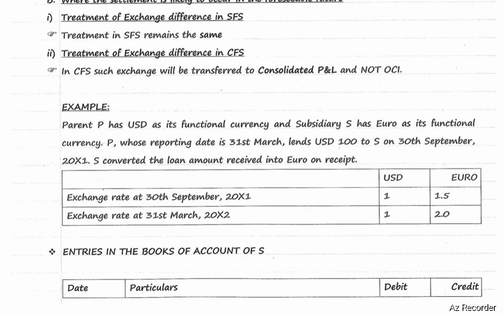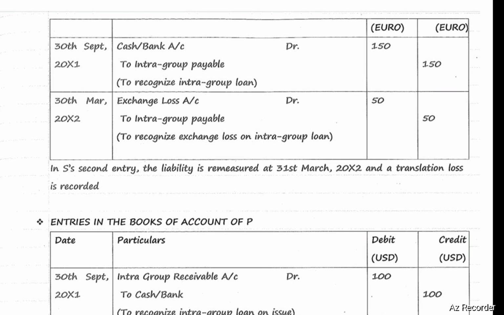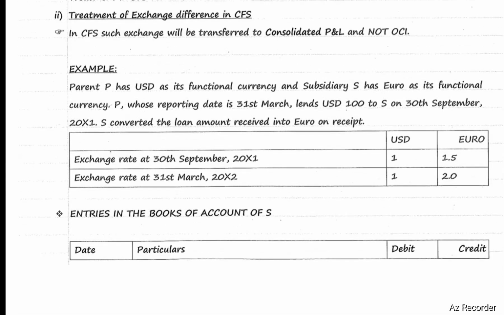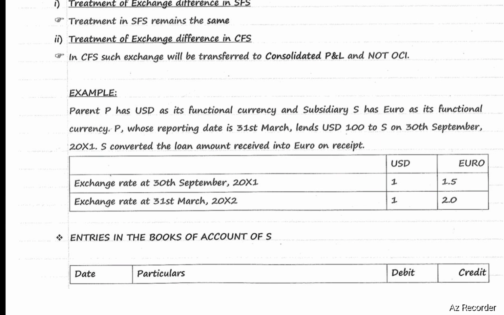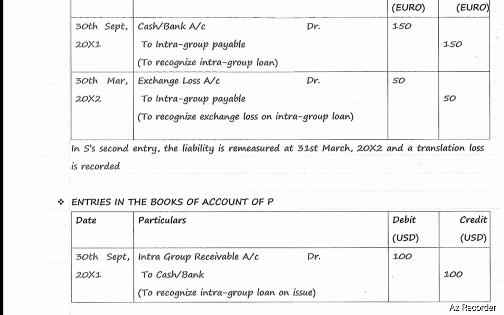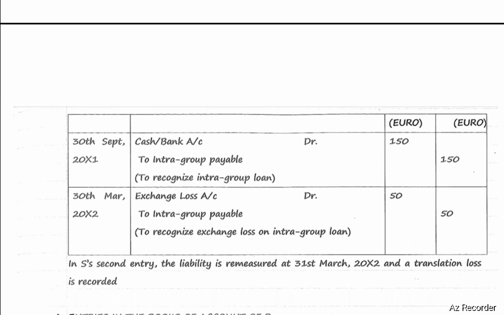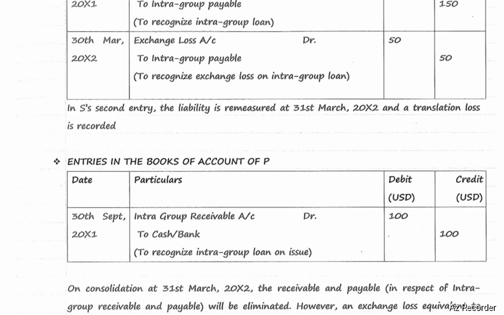Entries in the books of accounts of S. Date, particulars, debit, credit. On 30th September 2021, to recognize the intragroup loan will be $100 into 1.5. Entry will be cash or bank account debit to intragroup payable account 150 euros. On 31st March 2022, there will be exchange loss of 50.